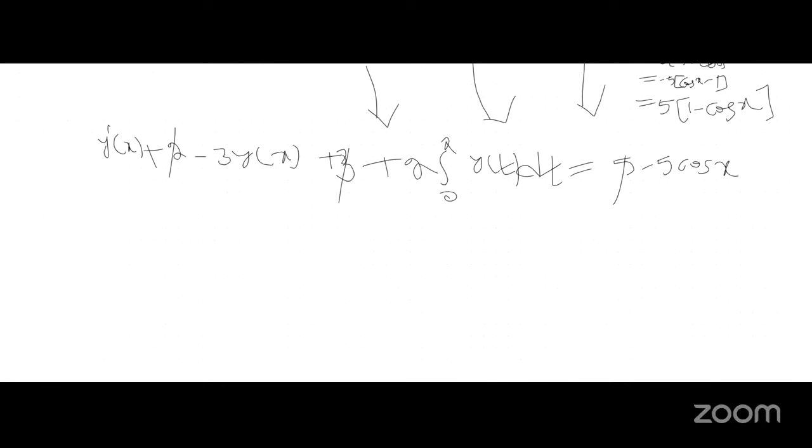So what we are getting after the simplification is y dash of x and 3 into y of x plus 2 into integral 0 to x y of t dt equal to minus 5 cos x.